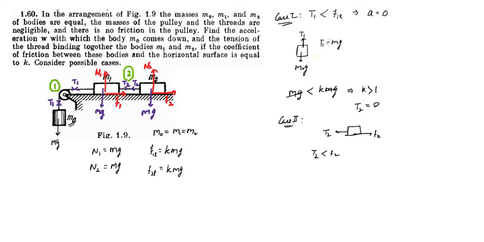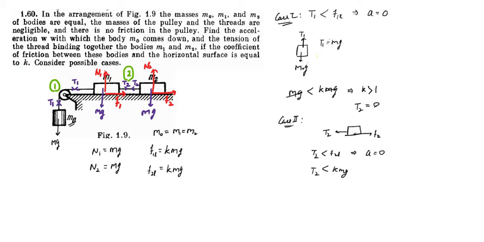If M2 will not move, that means ultimately the acceleration of the whole system is equal to 0. So the acceleration of the whole system is equal to 0. Now the value of T2 will be less than the limiting value of the second friction force, F2. So the value of T2 should be less than k mg. So this is the case.